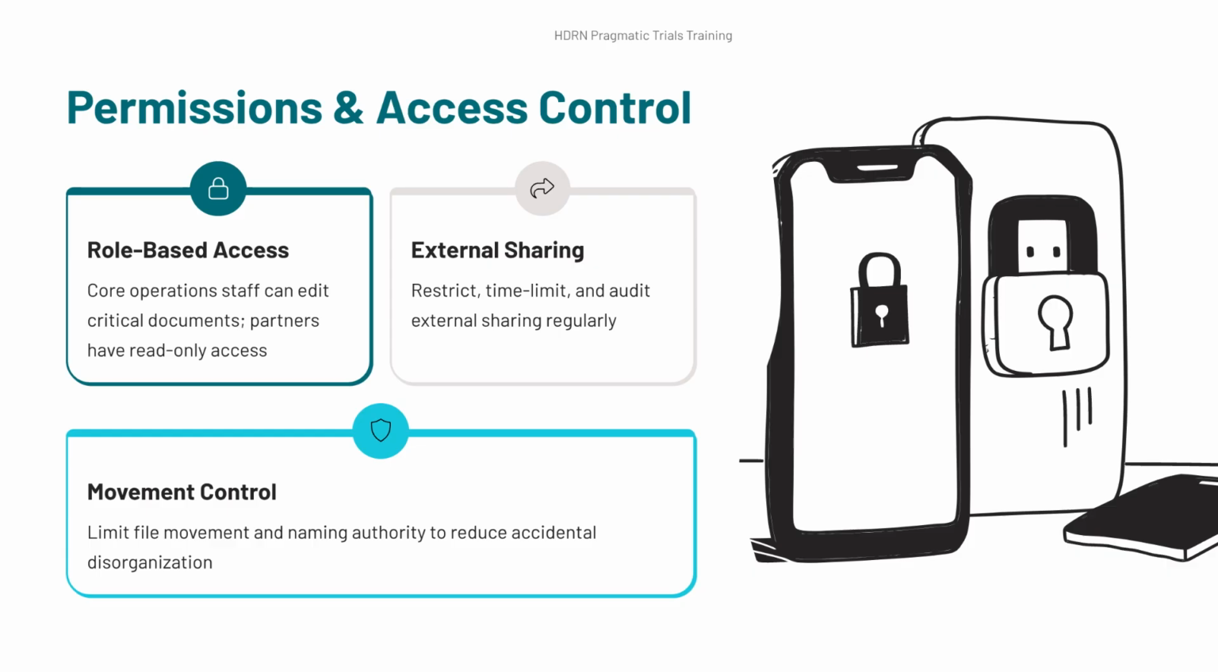Permissions and access control balance collaboration with protection. Role-based access ensures core operations staff can edit critical documents, while partners and external collaborators have read-only access. External sharing should be restricted, time-limited, and regularly audited. Limiting who can move or rename files helps prevent accidental disorganization and protects the integrity of the folder structure. Done well, permissions support smooth teamwork while safeguarding sensitive trial information.